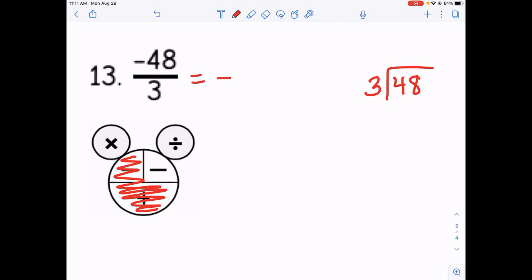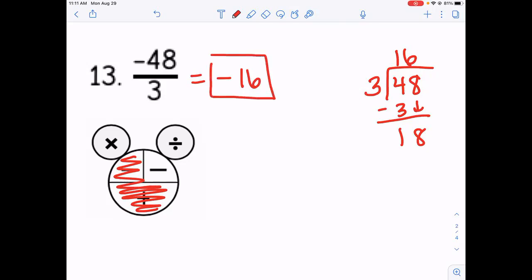Okay, but first we got to focus on this. 3 goes into 4 how many times? 1. 3 times 1 is 3. We subtract to get 1, bring down the 8. 3 goes into 18 how many times? Okay, so 48 divided by 3 is 16. But since we have negative 48 divided by 3, our answer is a negative 16.